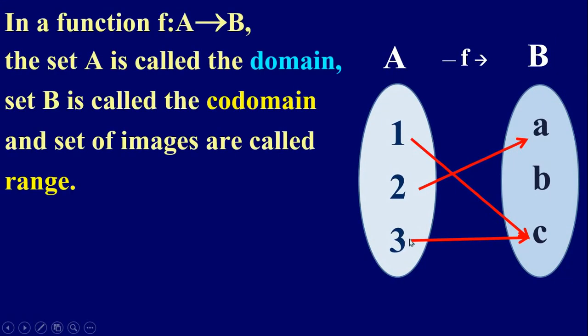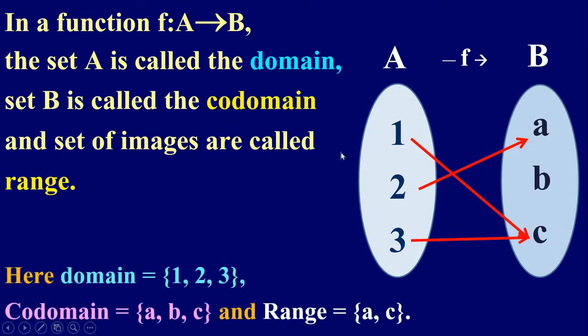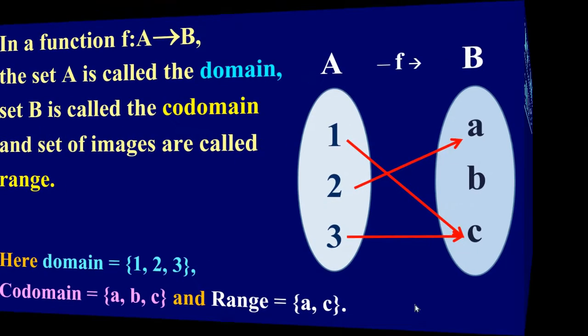Now consider one function. In a function f from A to B, the set A is called domain. Now here first set A is 1, 2, 3. This is called domain and set B is called codomain. So second set is here a, b, c. So this is called codomain and set of images is called range. Now here range means set of images. Now here a and c are the only images and here set {a, c} is the range. So therefore here domain is the first set, that is 1, 2, 3, and codomain is the second set, that is a, b, c, and range is only the images, that is set {a, c}.